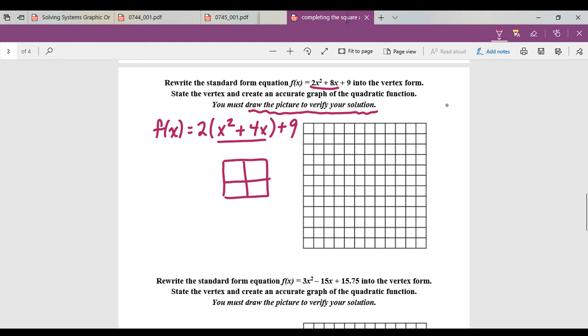Do you guys want to try to do it? And then we'll check our answers. And then we'll go over the graphing part together for sure. Okay, I'll freeze my screen.